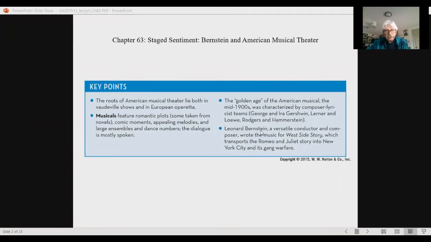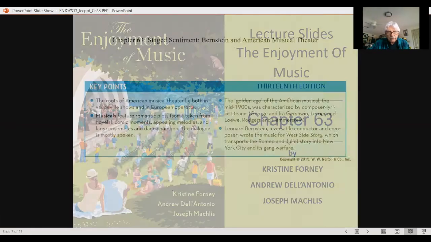Now, regarding Leonard Bernstein, he was a conductor and a composer. He wrote the music for West Side Story, which is basically the story of Romeo and Juliet from Shakespeare. That is a love story. This updated version takes place in New York City, and it involves gang warfare.